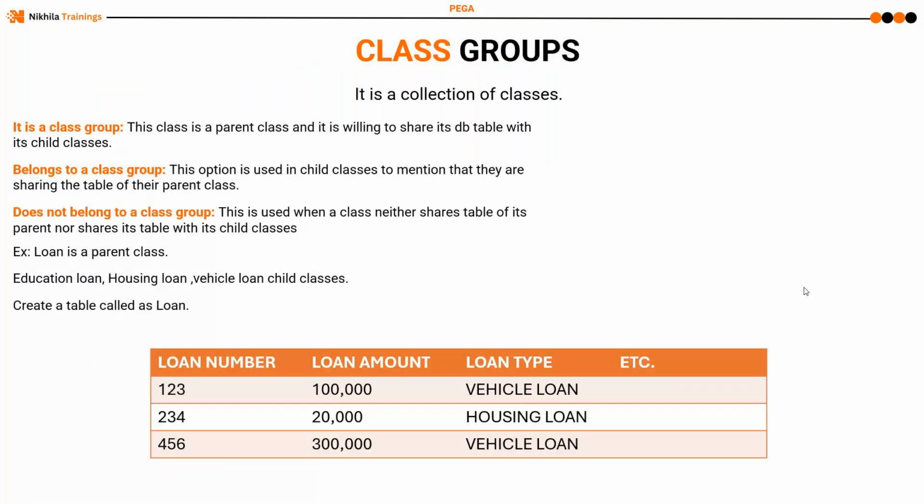Now, coming to class groups. In the class rule form of Pega, we need to mention this option. Is a class group means it is a parent class and willing to share the table with its child classes. Belongs to a class group means it's a child class and willing to share the table of the parent. Does not belong means no sharing. I and my class, we are self-sufficient. Okay, this is class groups.